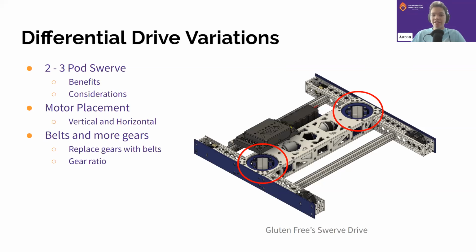So Swerve odometry is not as good as dead wheel, but it still is very effective in the absence of dead wheel odometry. And if you do go with a coaxial drive or you go with a 2-pod differential, you still have the option for dead wheel odometry, which I would highly recommend fitting under your robot somewhere if you can.